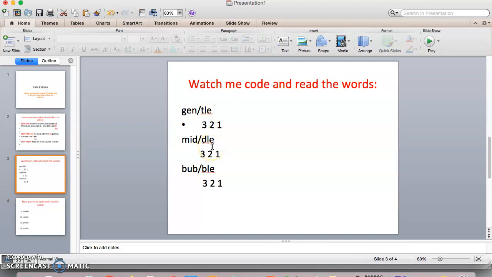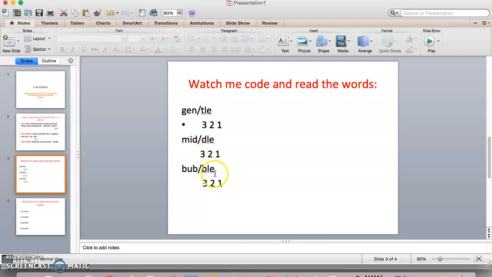I see here my E is at the end. When my E is at the end of a word, I know it's silent, and I know I need to find my pattern. So I have to count back 3. I go 1, 2, 3, consonant LE. I chop my word, and then I go to read it. I see a CVC pattern here, and I read my word mid, do, middle. Let's go to the next word.